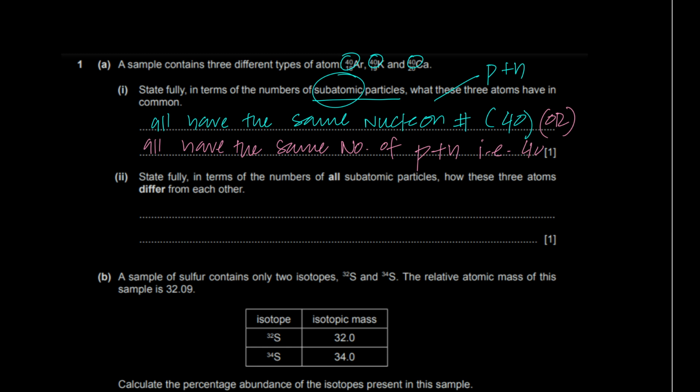Same sum of protons plus neutrons. Sum is better, because if you just say same number of protons plus neutrons, the examiner may think you're wrong about the number of protons, but they are not the same. So same sum of protons plus neutrons. If you say they all have the same mass number, 0 mark. Mass number is not a representative of subatomic particles. Subatomic particles means protons, neutrons, electrons. That's it. I love this question.